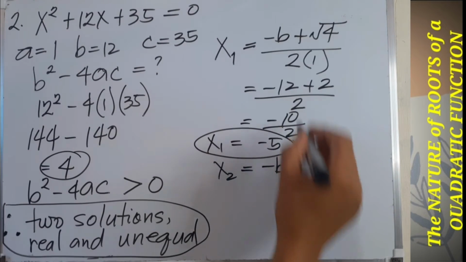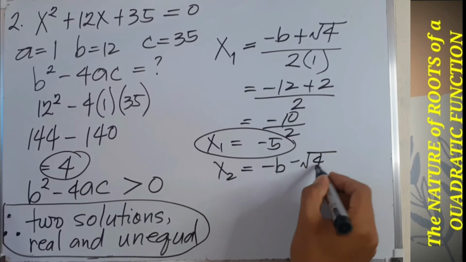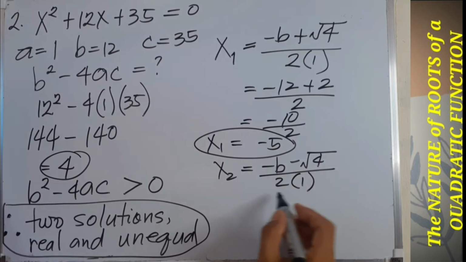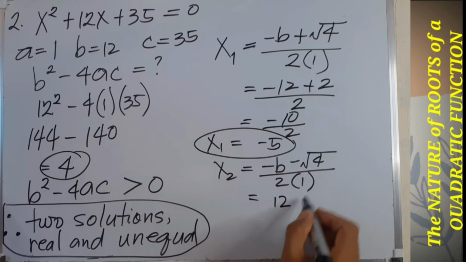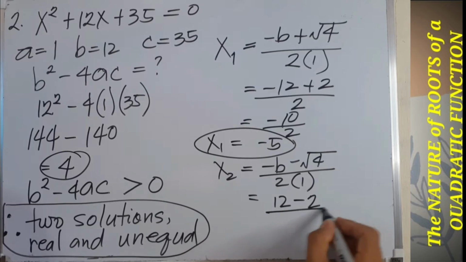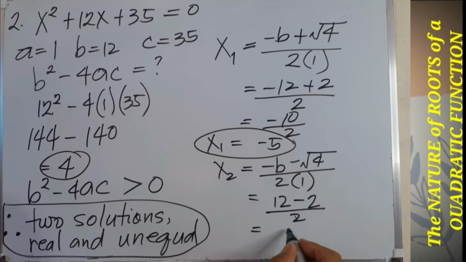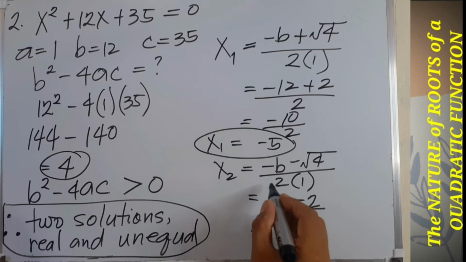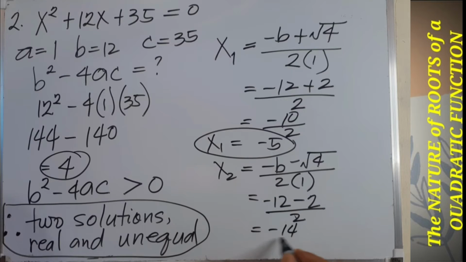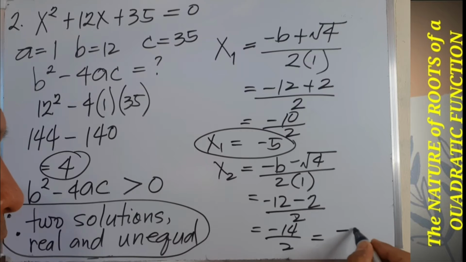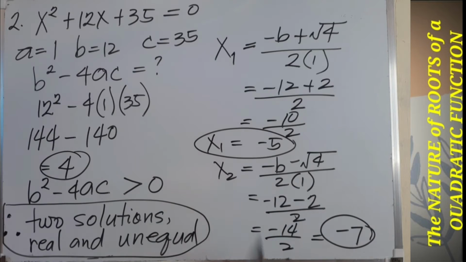Negative b, this is plus, the other is minus square root of 4 all over 2 times 1. Negative 12, square root of 4 is 2, all over 2 times 1 is 2. So we have negative 14 all over 2 equals negative 7. So if you will notice, x sub 2 is negative 7, x sub 1 is negative 5. So we have two different solutions. They are real or rational numbers and they are unequal.